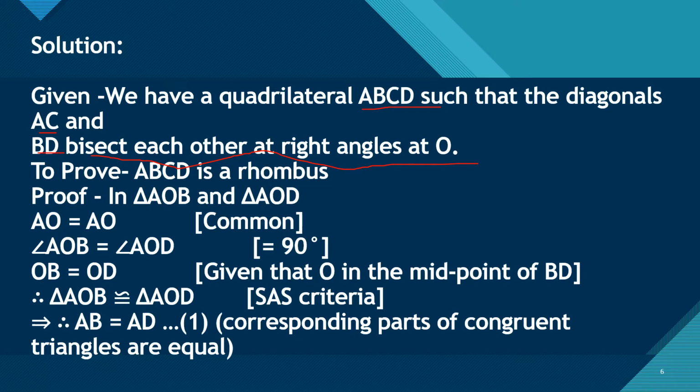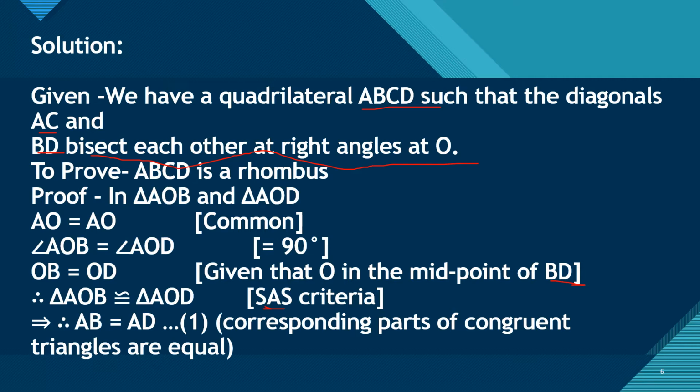So the proof is: in triangle AOB and triangle AOD, AO is equal to AO, that is common. Angle AOB is equal to angle AOD, that is equal to 90 degrees. OB equal to OD, given that O is the midpoint of BD. Therefore, triangle AOB is congruent to triangle AOD by the SAS criteria. Therefore, AB is equal to AD by CPCT.